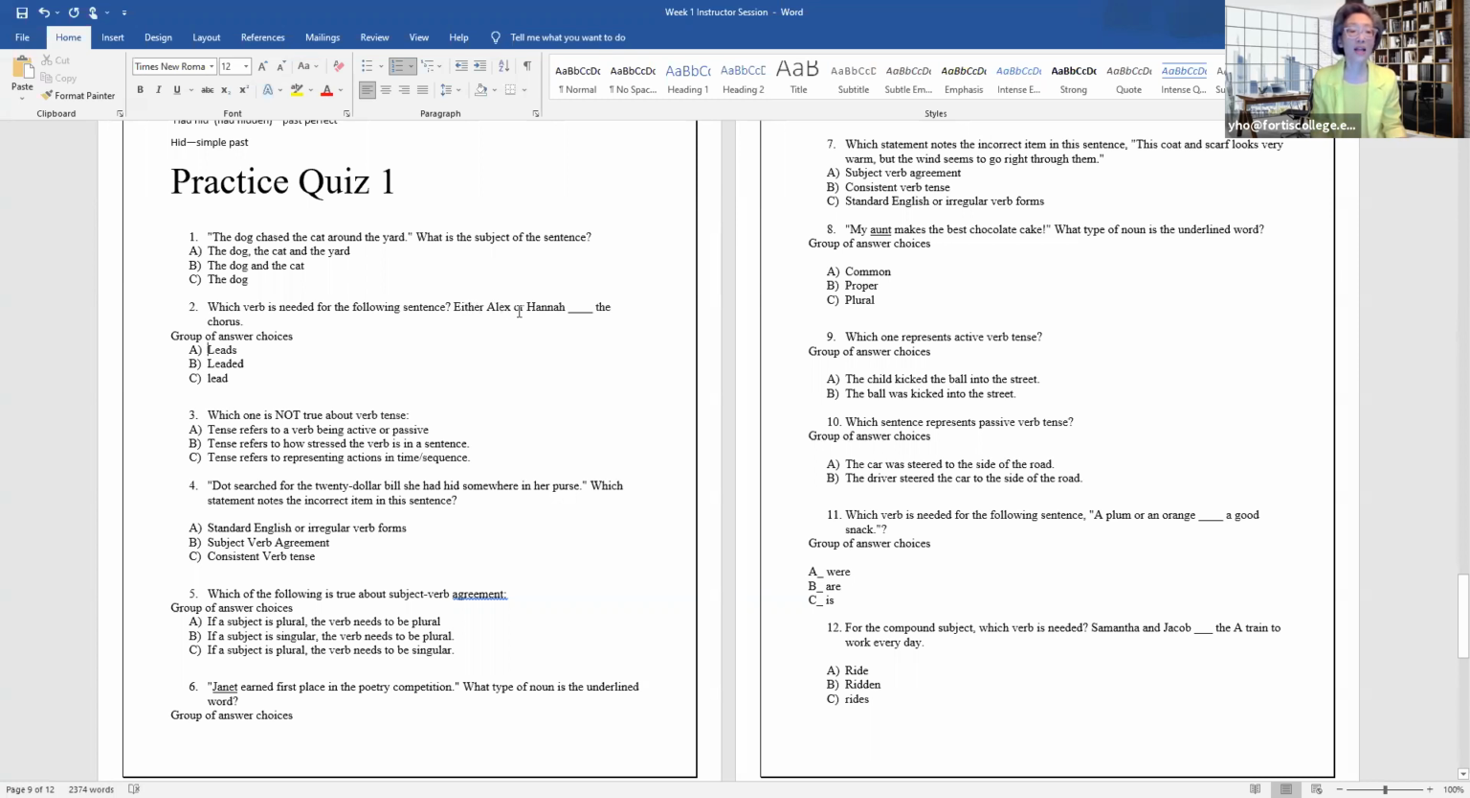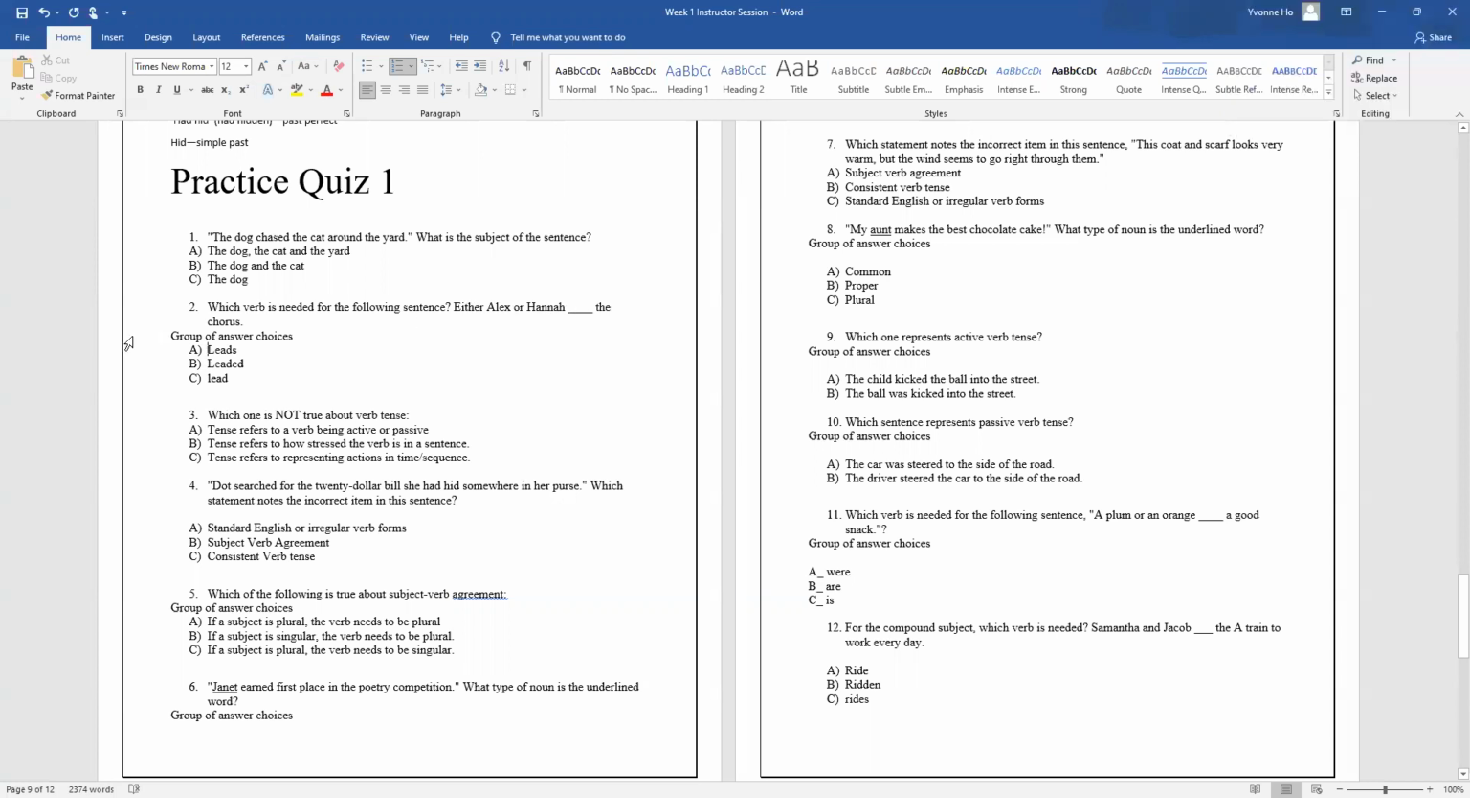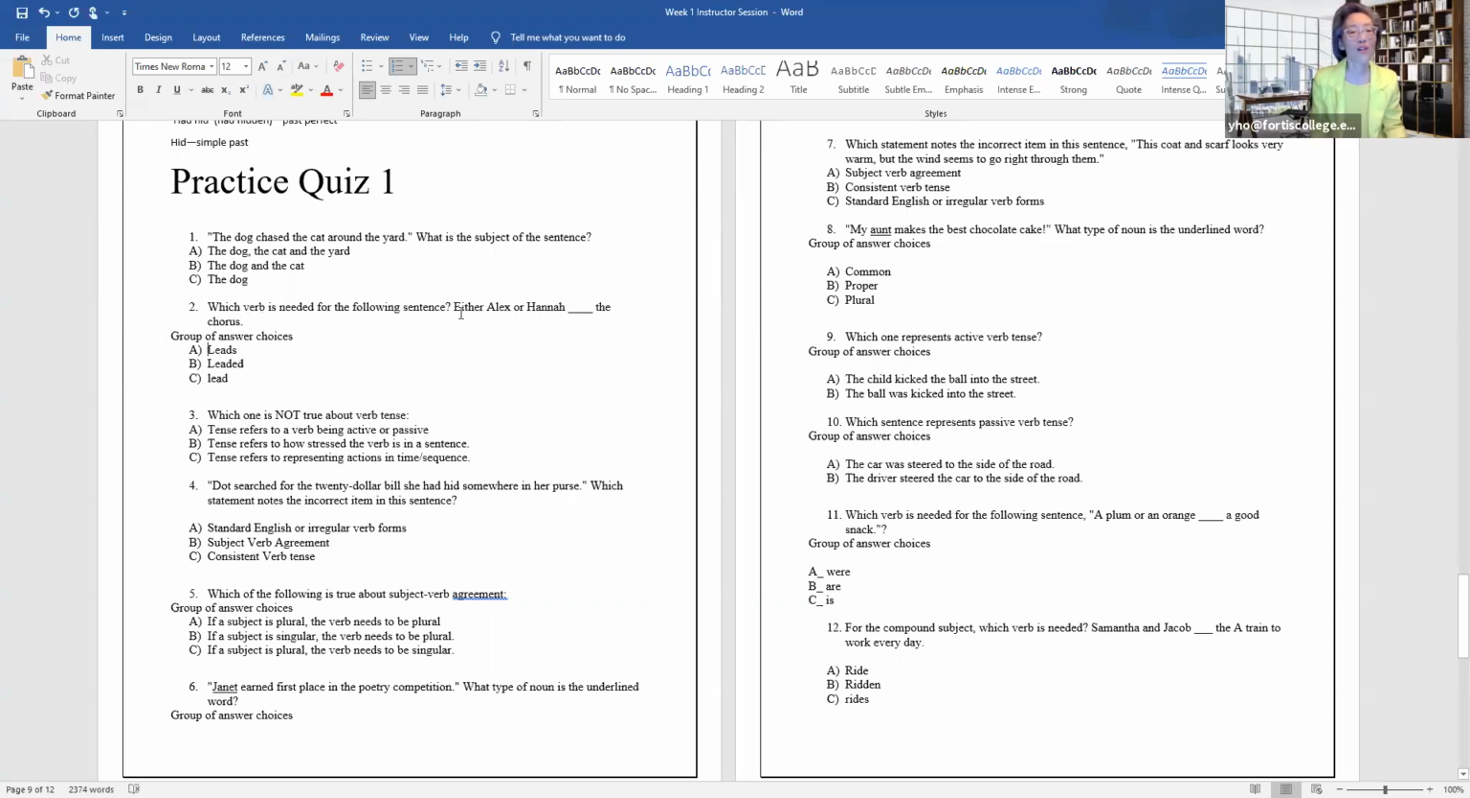Either Alex or Hannah leads the chorus. He leads. So it is A. Yes, so that was my bad. Okay. So which verb is needed for the following sentence? Either or, because or makes it singular, so it's A, leads.